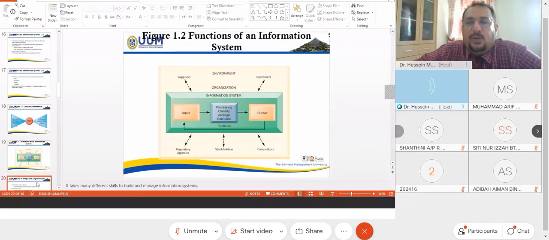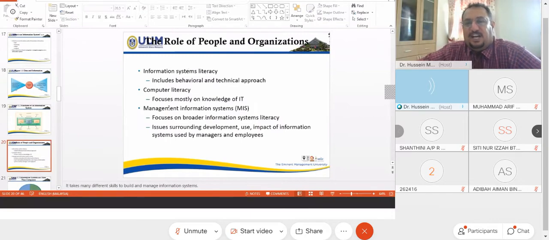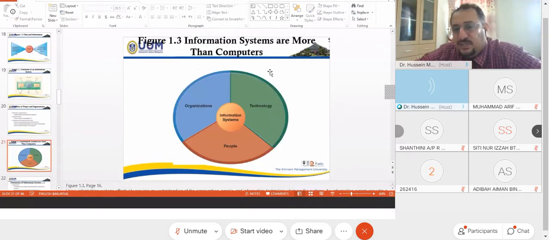Now, we are going to the aspects. This figure shows you the three aspects of an information system. Please don't forget, an information system consists of technology. What is technology? Technology is hardware and software, or we call that information technology, IT. People, who are the people? The workers, managers, employees, anyone who uses technology. Organization is the way we use the technology.